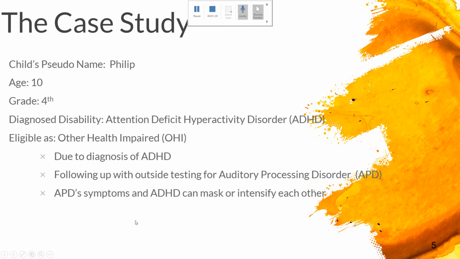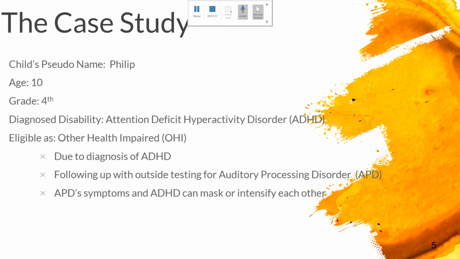So the case study. The child's pseudonym here is Philip. He's in the 4th grade and he is age 10. His current diagnosed disability is attention deficit hyperactivity disorder, also known as ADHD. He is eligible for services as other health impaired, also known as OHI. This is due to his diagnosis of ADHD.